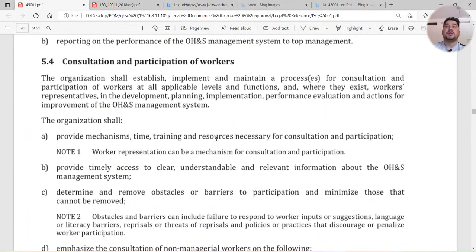Consultation and participation of workers. It is the requirement of ISO 45001. The organization shall establish, implement, and maintain a process for consultation and participation of workers at all applicable levels and functions, and where they exist, workers' representatives in the development, planning, implementation, and performance evaluation and actions for improvements of the OHS management system.